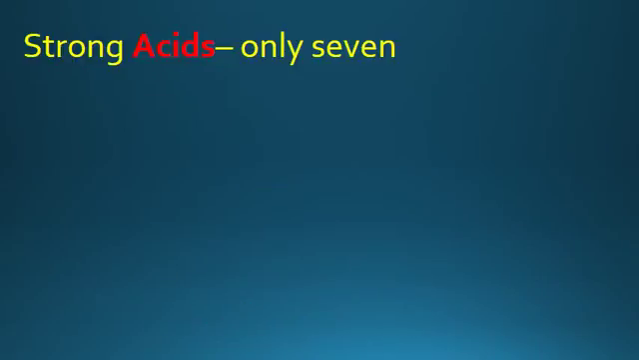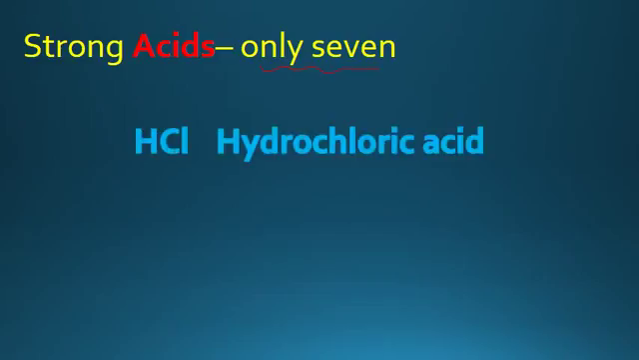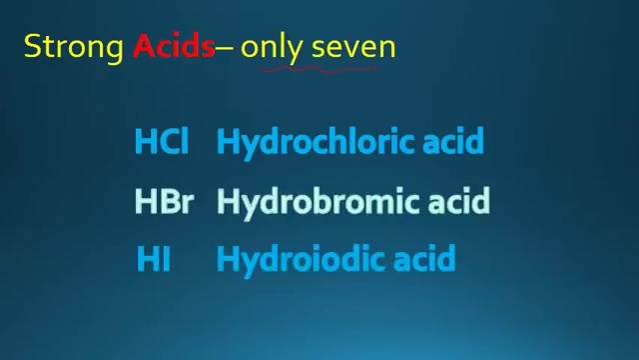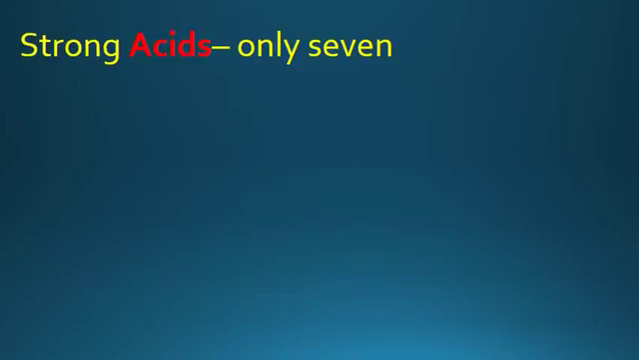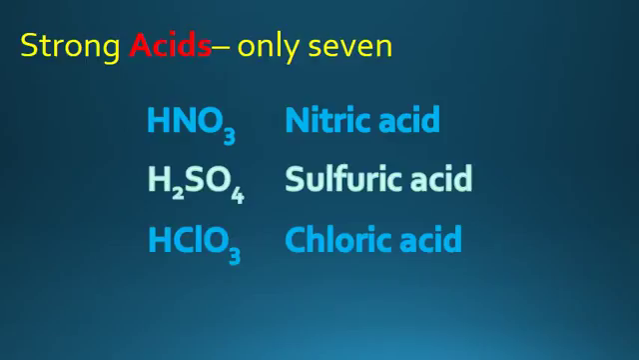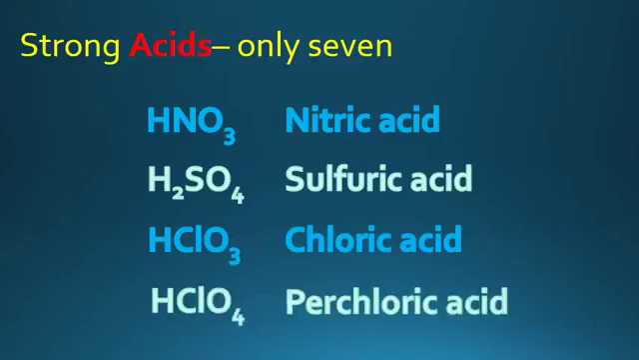There are only 7 strong acids that you need to know, and of course, by that I mean memorize. The first 3 are pretty easy to remember. We have hydrochloric acid, hydrobromic acid, and hydroiodic acid. If you look on the periodic table, chlorine, bromine, and iodine are all halogens. So hydrochloric, hydrobromic, and hydroiodic acids. Then we have nitric acid, sulfuric acid, chloric acid, and perchloric acid. All 7 of these will dissociate 100%.